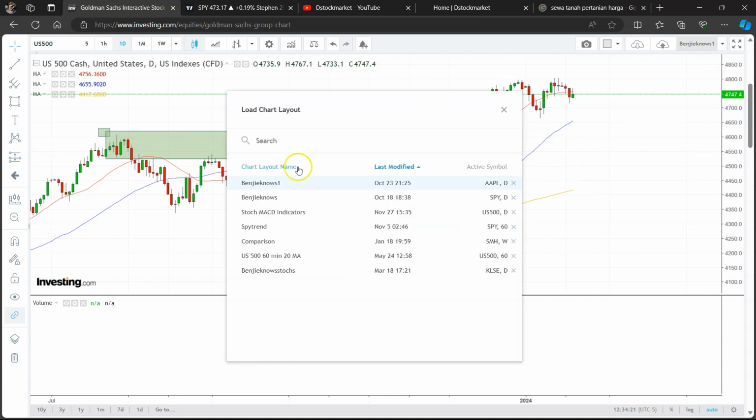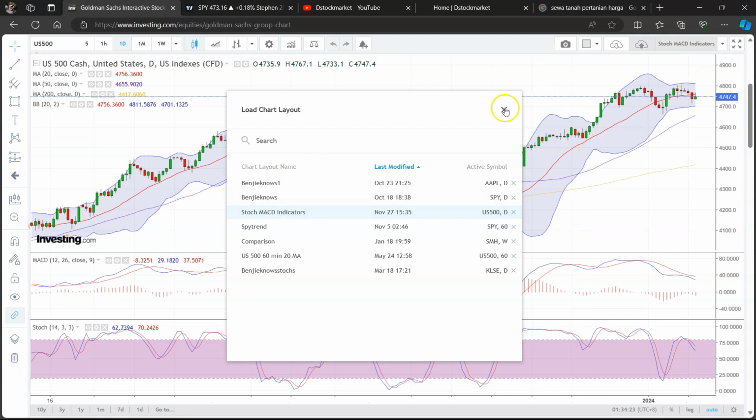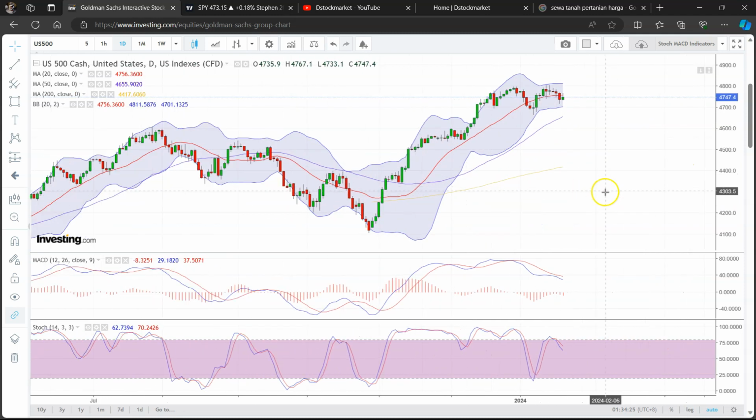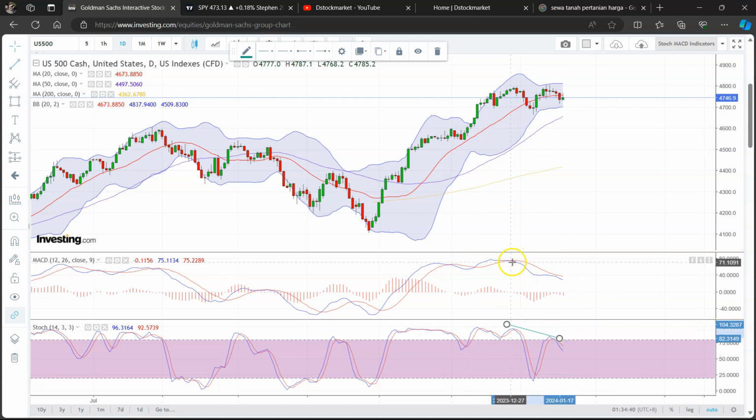Let me just pull out the stochastic and MACD indicators. Let's look at the S&P 500 with the MACD and stochastics. You see we have the same highs here, but what is not good is there's a bearish divergence here, and also a MACD crossover sell signal here and a bearish divergence here, if you can see it.